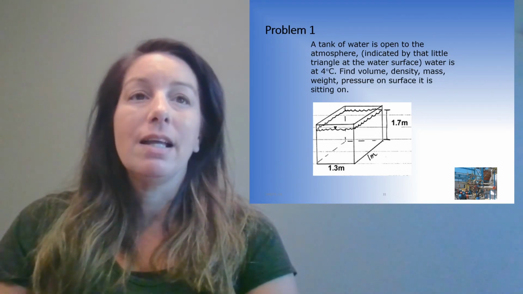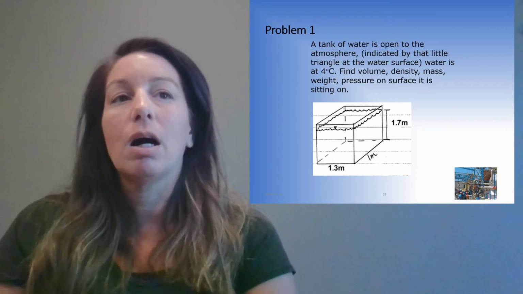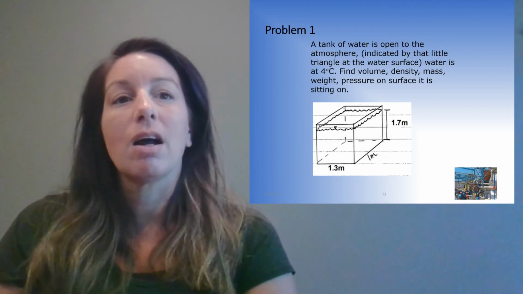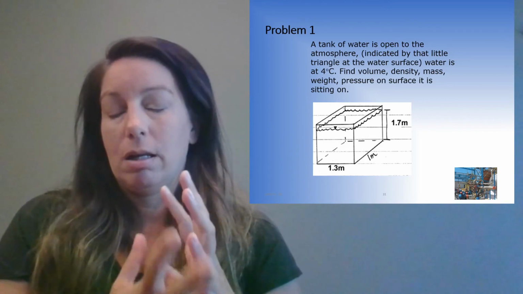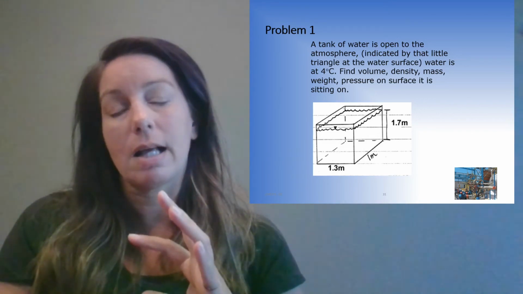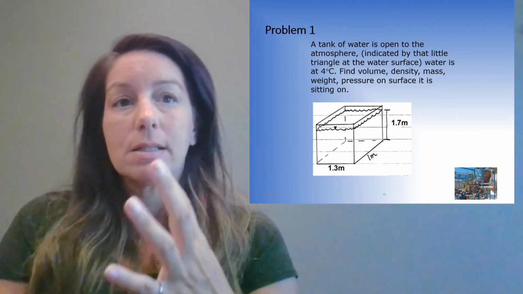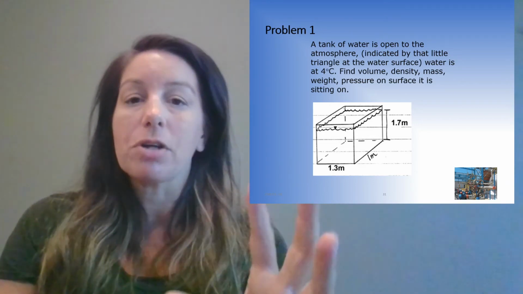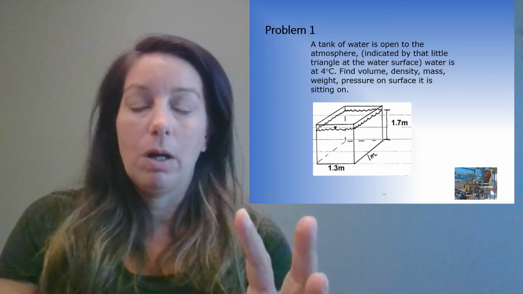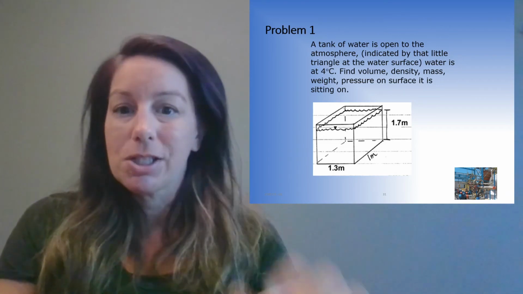At 4 degrees C, find the volume, density, mass, weight, and pressure on the surface it is sitting on, so on the bottom of the tank. So what's the plan here? Normally in a classroom setting we would just do this problem, but it's easy. You guys, I'm going to set you free, give it a try, and then on Wednesday we'll go through it, okay? We'll go through some hand calculations and you'll see it.